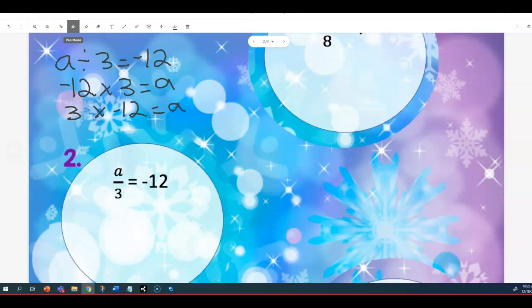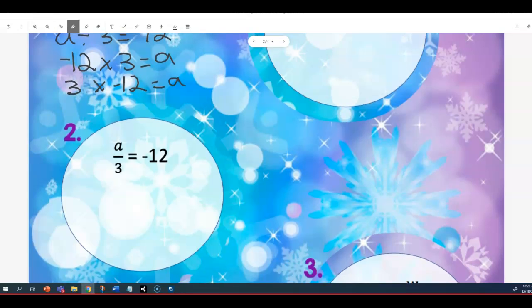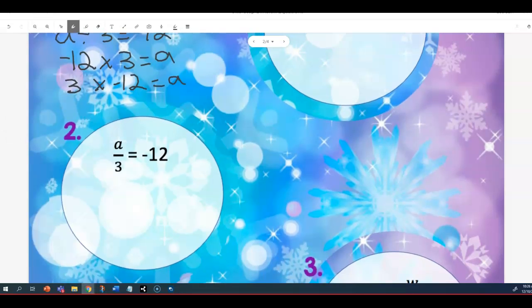Okay, so let's go ahead and solve number 2. We have a divided by 3. So what has to go? 3 needs to get out of there. A needs to be by itself. So we are going to multiply both sides by 3. Multiply both sides by 3 to get rid of it. That's all you gotta do.